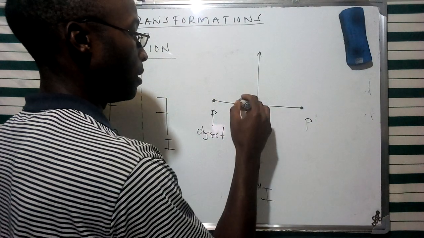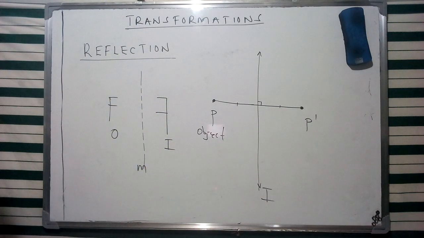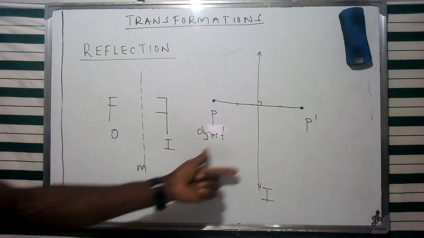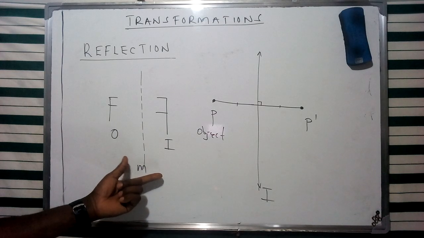Later on, we're going to see that this distance is equivalent to that one, and that is going to be one of the characteristics of reflection. This one is going to be referred to as an image, just as I've illustrated from this point.